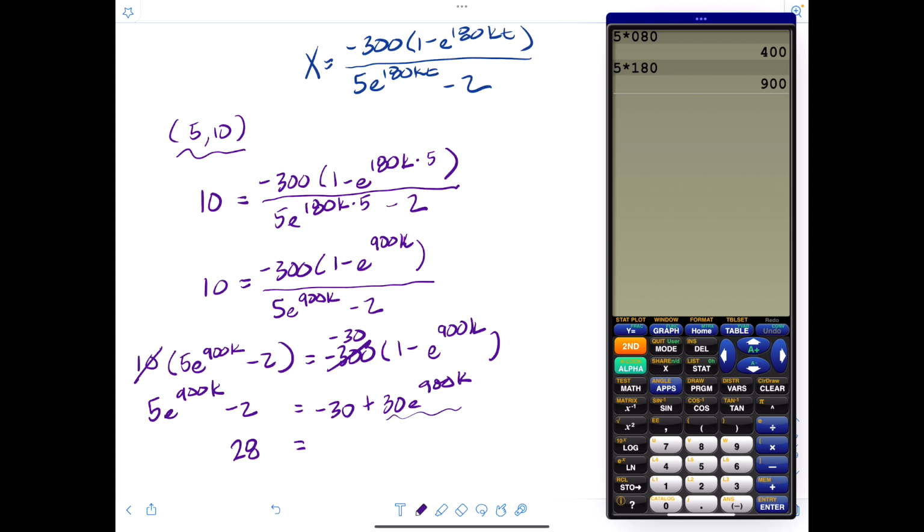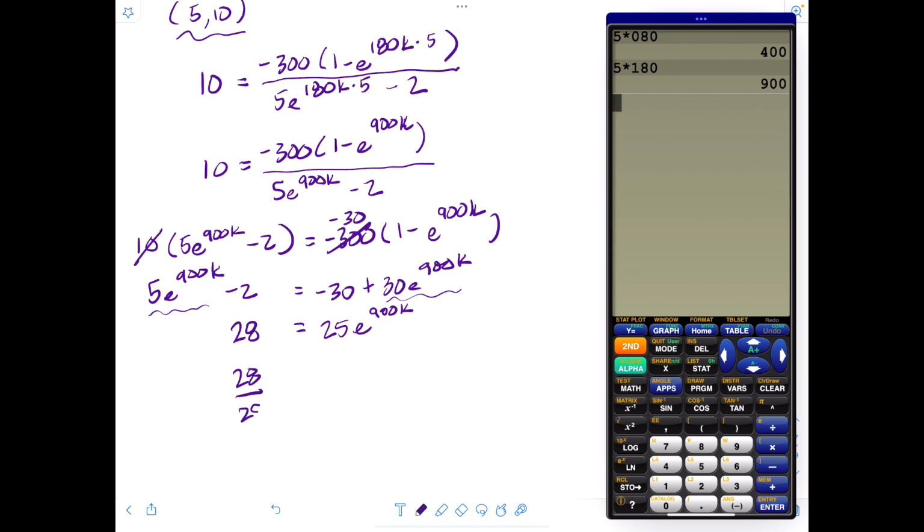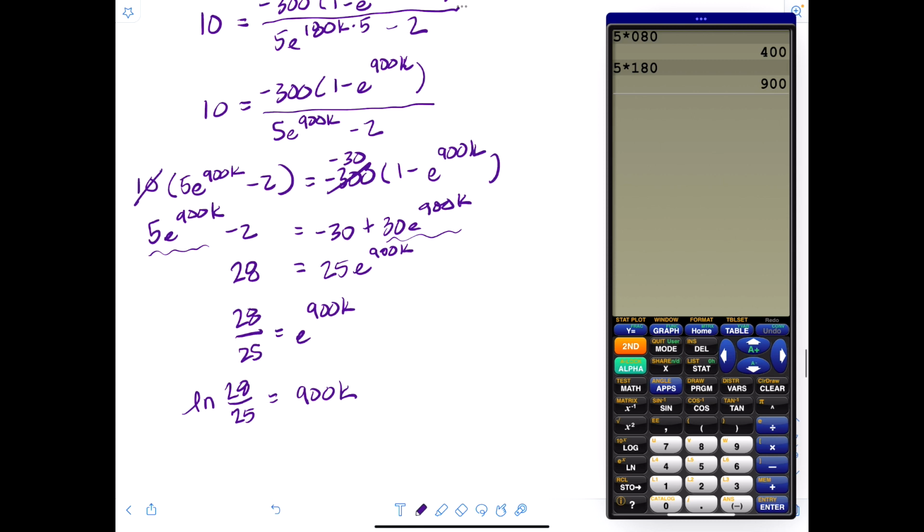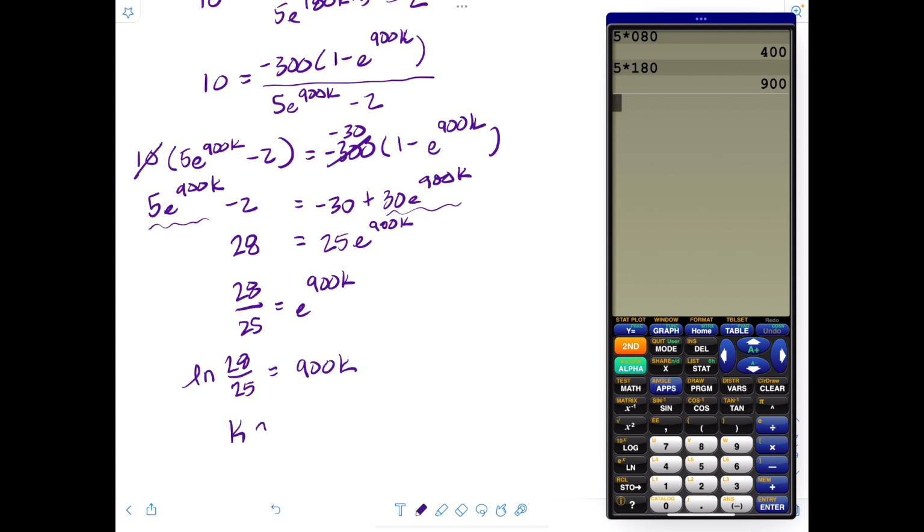So these are like terms, right? Even though they look complicated. So we'll have 25e to the 900k, which will give us 28 over 25 is equal to e raised to the 900k. Natural log of 28 25ths is equal to 900k. And let's figure out what k is approximately. So, natural log of 28 divided by 25 and then divided by 900 is approximately 0.0001259. Cool? All right, we'll keep a lot of digits for that k.